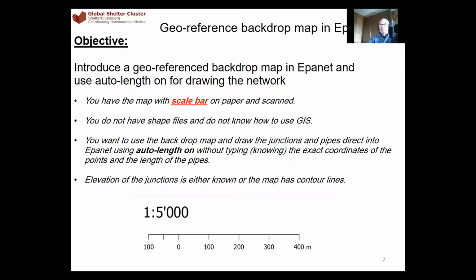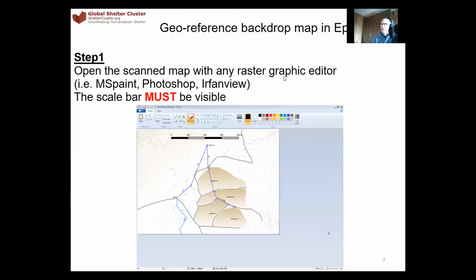But of course, the rest of the information, like elevation, water demand, and pattern, you have to give manually for each element. So what you have to do first is take your paper map and scan it. That's an example. And you open your map with any raster graphic editor, like Photoshop, IrfanView, whatever, MS Paint. You have this one, like you see in the picture.